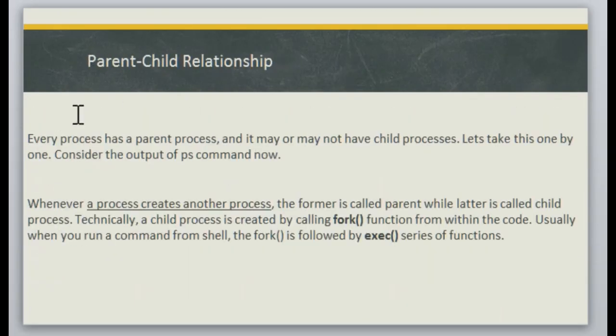Let's look at the parent-child relationship. Every process has a parent process, meaning that when a process is created, something created that process, and it may or may not have child processes. Let's take this one by one. Consider the output of the ps command now. When a process creates another process, the former is called the parent, while the latter is called the child process. Technically, a child process is created by calling the fork function from within the code. Usually, when you run a command from the shell, the fork is followed by an exec series of functions.